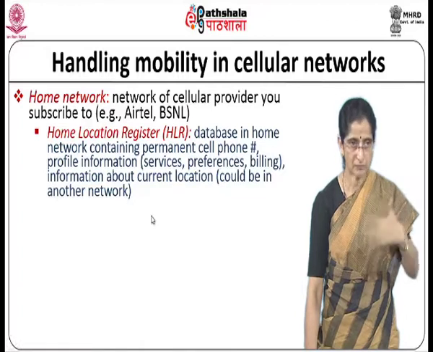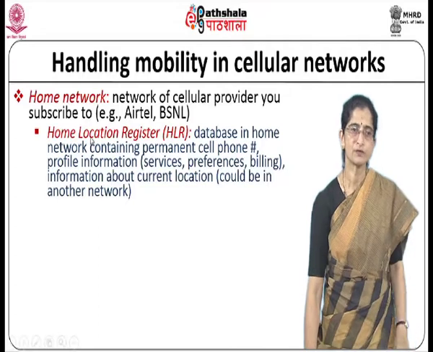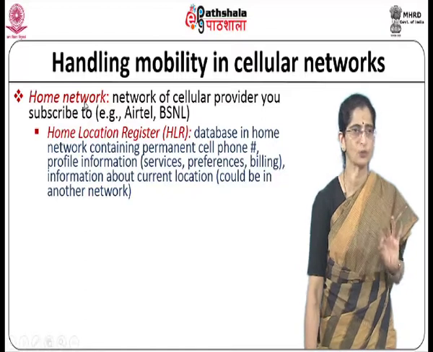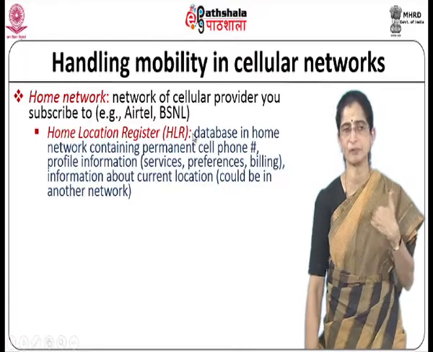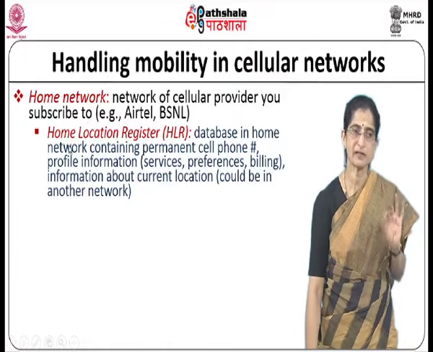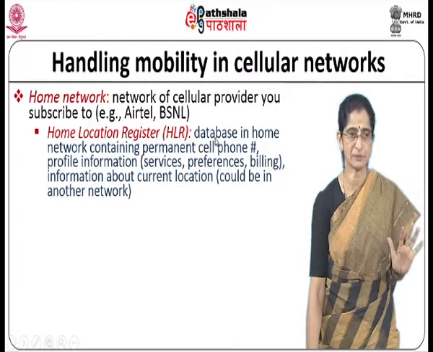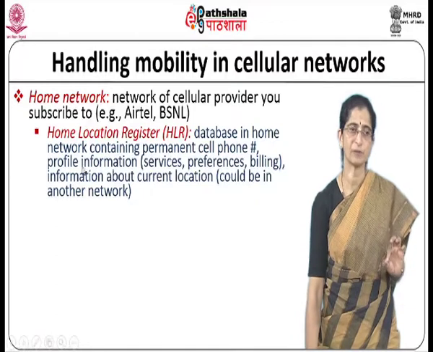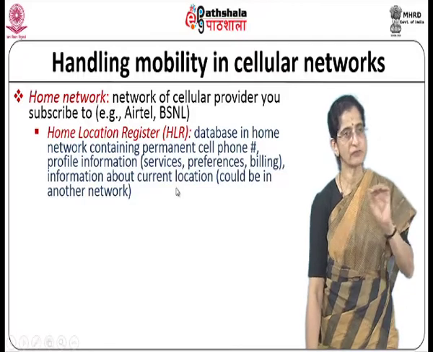So now let's look at how we make calls and handle mobility in this kind of a simple 2G network. If you look at the network, we normally use certain terms. We talk about something called a home network. Now, the home network is the network of the cellular provider you subscribe to. For example, you may be subscribed to Airtel or BSNL. So that is your home network. At the home network, there will be something called a home location register, HLR. Now, this HLR is like a huge database which has all information about your calls, the network and permanent cell phone number, the profile information, what kind of services you have, what are your preferences, your billing details, information about your current location.